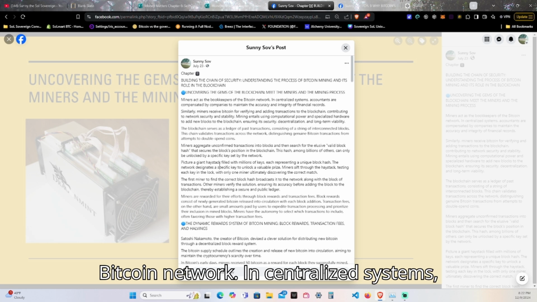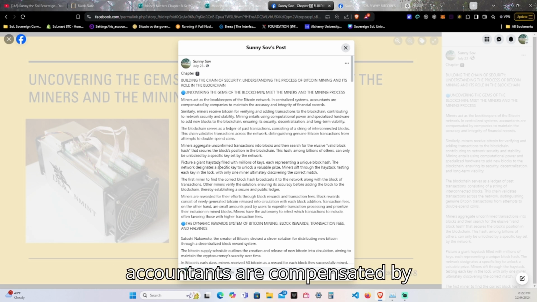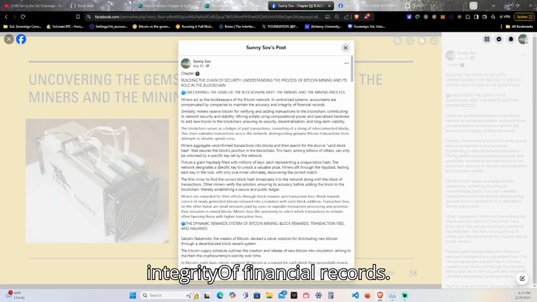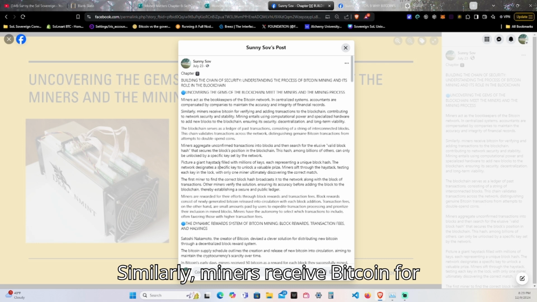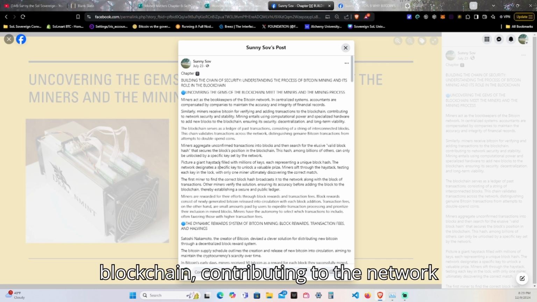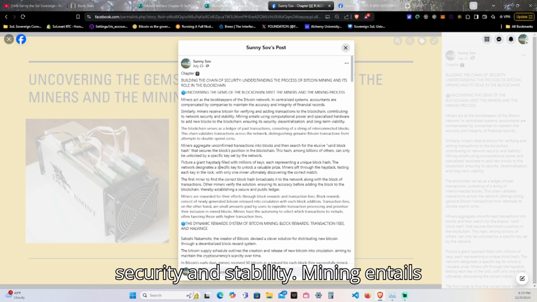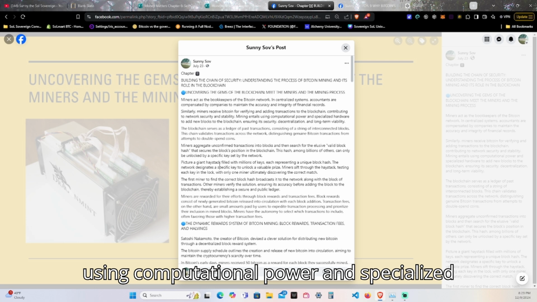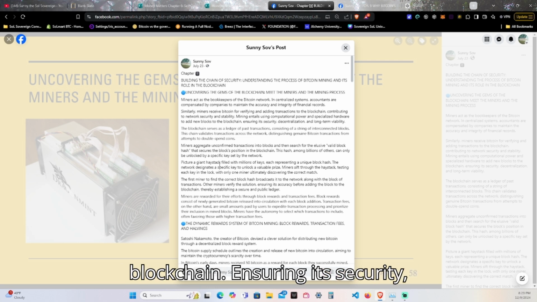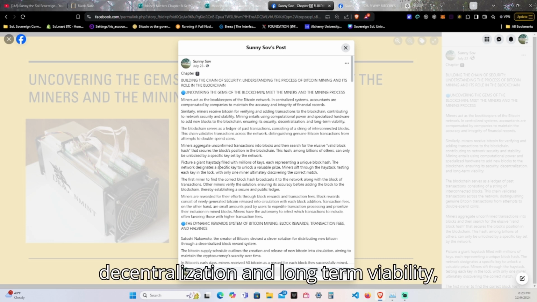In centralized systems, accountants are compensated by companies to maintain the accuracy and integrity of financial records. Similarly, miners receive Bitcoin for verifying and adding transactions to the blockchain, contributing to the network security and stability. Mining entails using computational power and specialized hardware to add new blocks to the blockchain, ensuring its security, decentralization, and long-term viability.